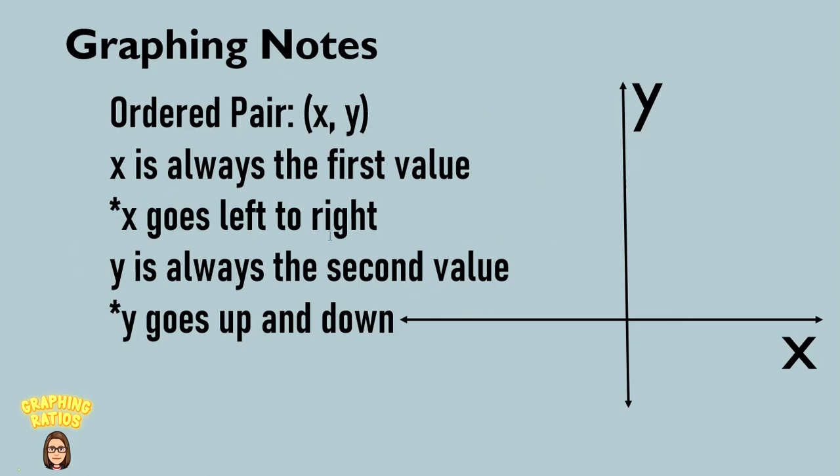X is always the first value, and it's going to go left to right. It's going to go this way. Later on, you're going to have negative numbers, but today we're only doing positive. And then y is always the second value, and y goes up and down, okay?